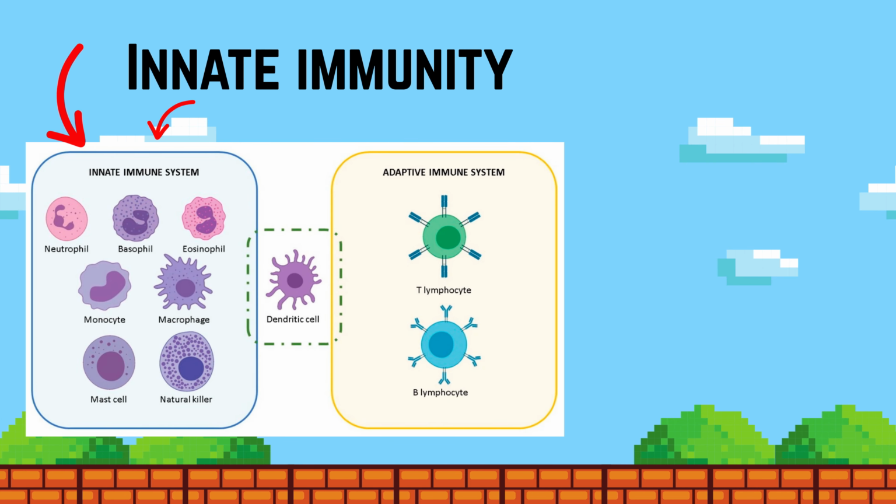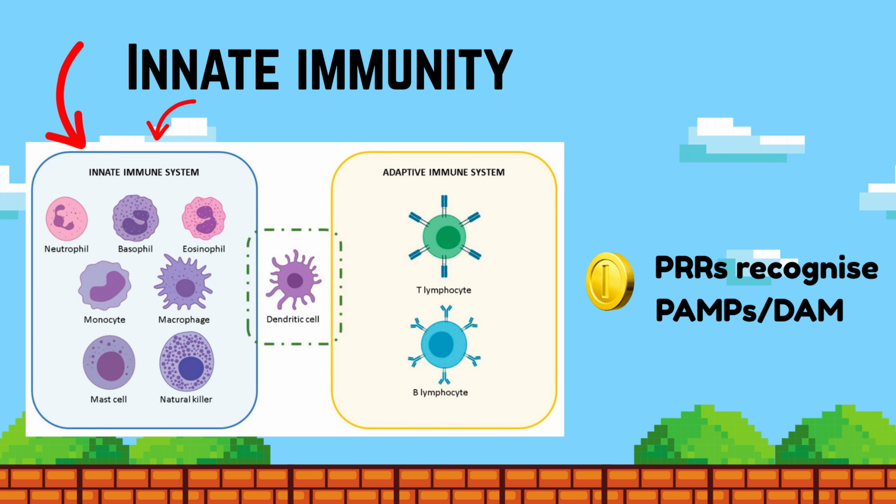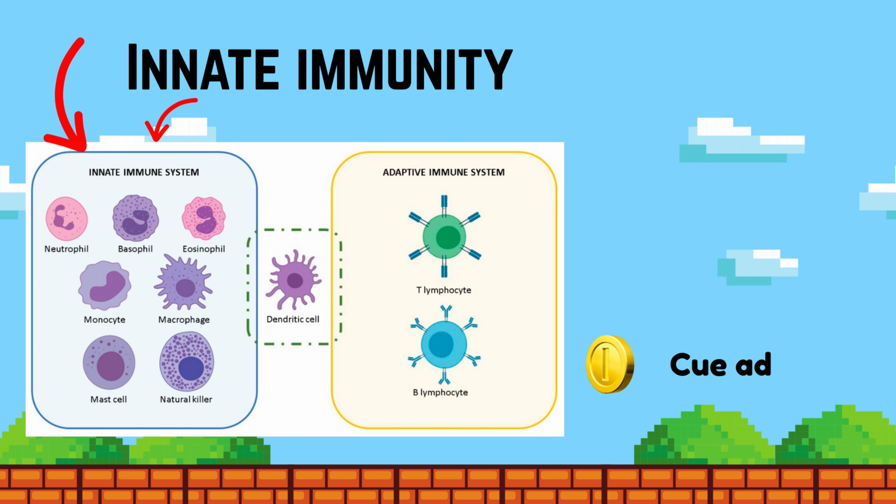The cells of innate immunity are the body's first line of defense against invaders. The innate immune system is a rapid and non-specific response to pathogens and infection. They recognize invaders through pattern recognition receptors, and these sense pathogen-associated molecular patterns and damage-associated molecular patterns. These cells also activate the adaptive response by presenting antigens to T cells. Let's see how each of these cells works.